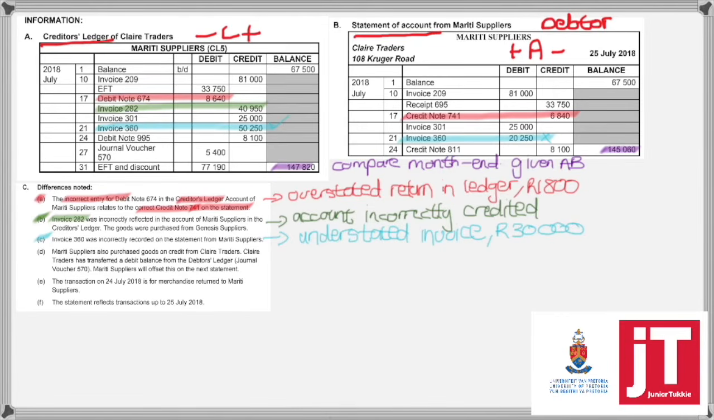Again, a reminder, who made the mistake? They said specifically it was incorrectly recorded on the statement. So this means if I've understated the debit side, I need to add that 50,000. From their perspective, it appears on the debit side, I need to add 50,000 to that.